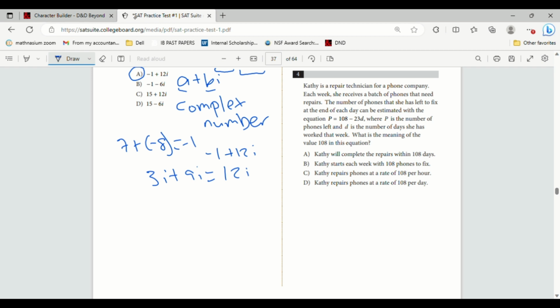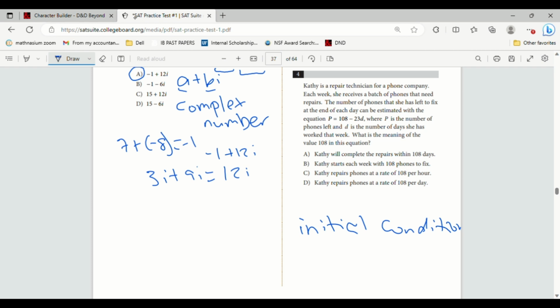So the SAT loves asking these types of questions. You most likely will see a question that gives you a real life scenario that follows an equation, and then you're asked to identify what one of the values means, and usually it's the initial condition. So usually it's the initial value, like the height of a tree, or the height that someone jumps off of a diving board.